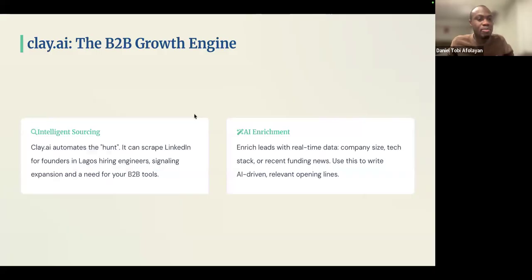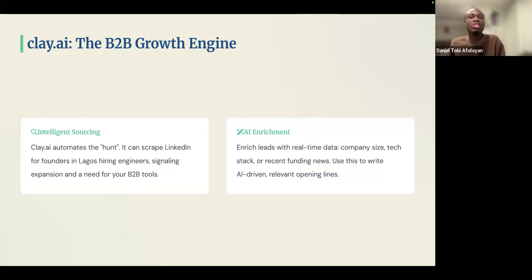The first tool and the biggest tool I will tell you is Clay.ai. For those running B2B businesses, Clay.ai is one of the biggest B2B growth engines right now, because it helps you scrape LinkedIn for founders in Lagos that are hiring engineers, signaling expansion, a need for your B2B tools. You want to understand where your customers are, even their emails. Clay.ai will tell you the emails of your customer. I don't know where to find my customer, I don't know who my customer is, I don't even know the signals that tell me if my customers need my product, right?